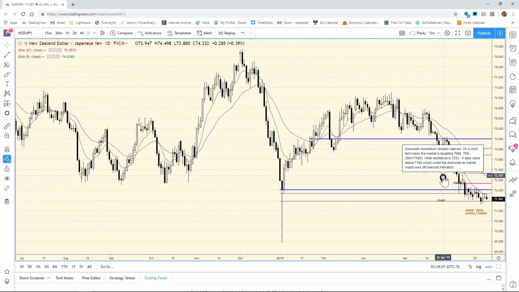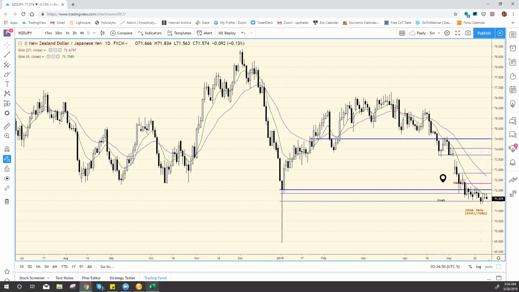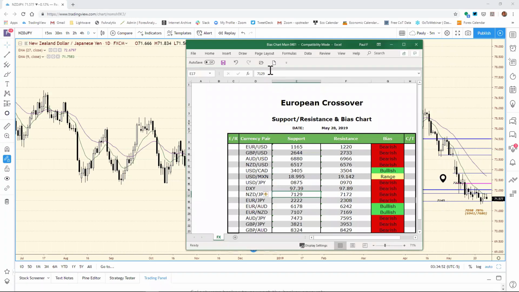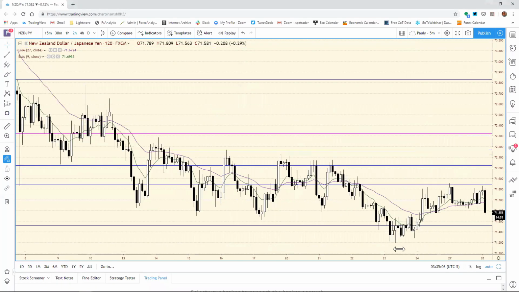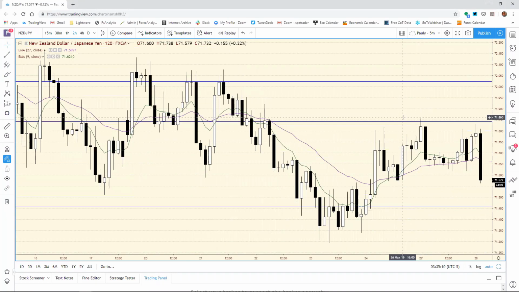Downside momentum remains stalwart on a short-term basis. The market is targeting 70.98. Initial resistance is 72.33. A daily close above 72.84 would curtail the downside. Well, we're still continuing to push lower here. We do have some support here at 71.45, but it looks like this is where we want to go, 70.98. So that's what we're going to put in here. Resistance is going to be right there, 71.86.